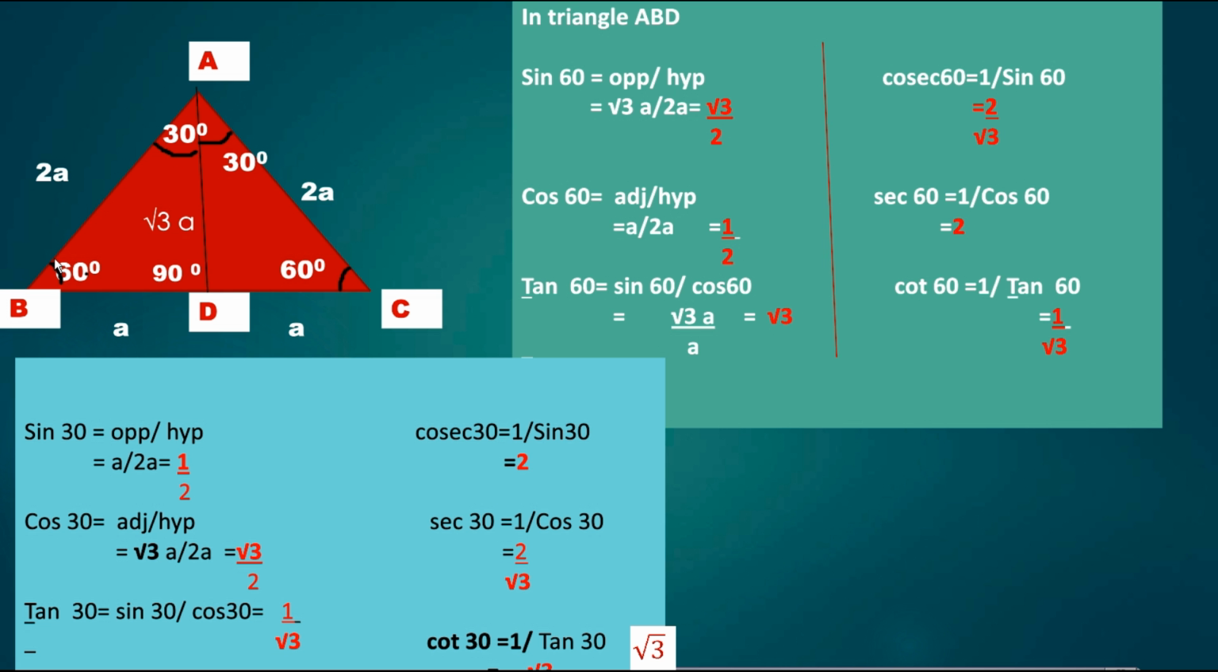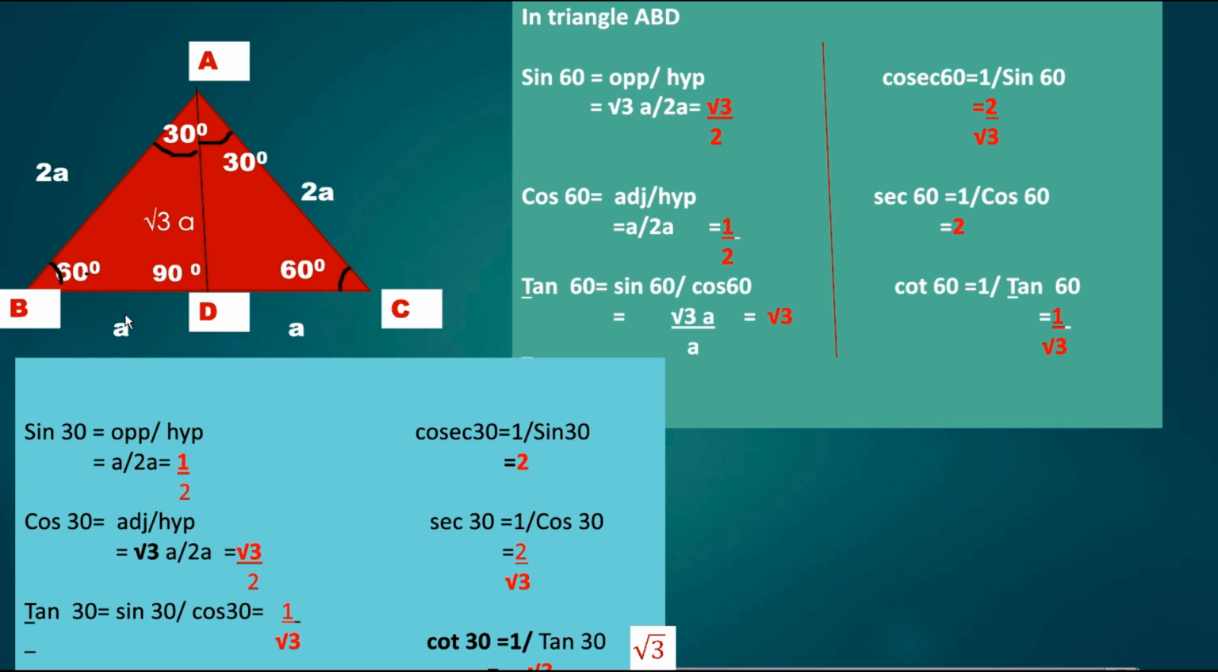Now find out the trigonometric ratios. First find out trigonometric ratios for angle 60 degrees. First one is sin 60. Sin is opposite side by hypotenuse. So sin 60, opposite of 60, root 3A. Consider this right angle triangle ABD. So sin 60 is opposite root 3A by hypotenuse 2A. Root 3A by 2A equal to root 3 by 2.